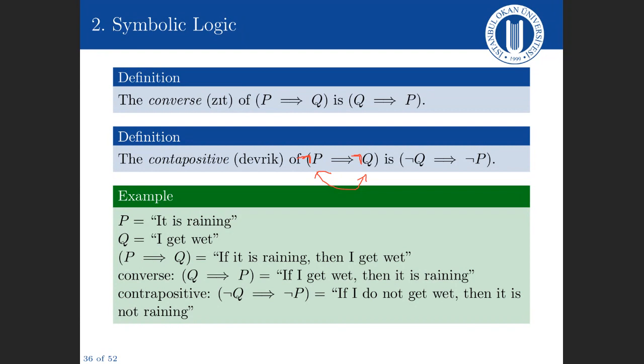So, for example, if P is "it is raining" and Q is "I get wet", P implies Q, if P is true then Q is true, means if it is raining, then I get wet. The converse is if I get wet, then it is raining. And the contrapositive is if I do not get wet, then it is not raining.